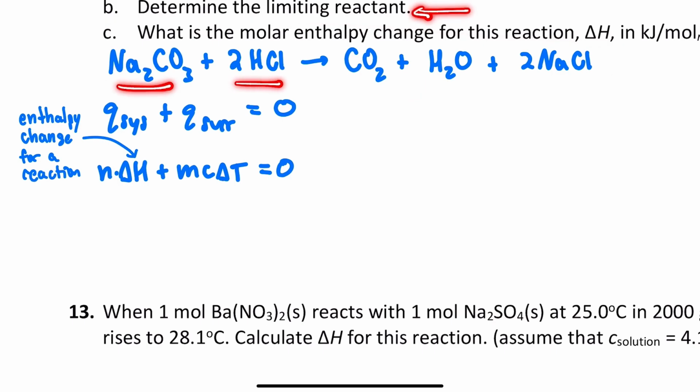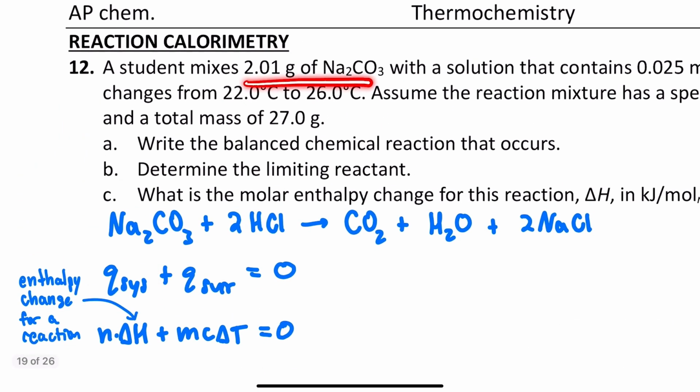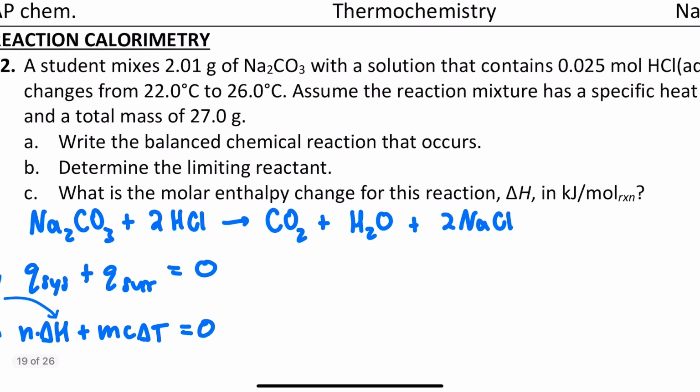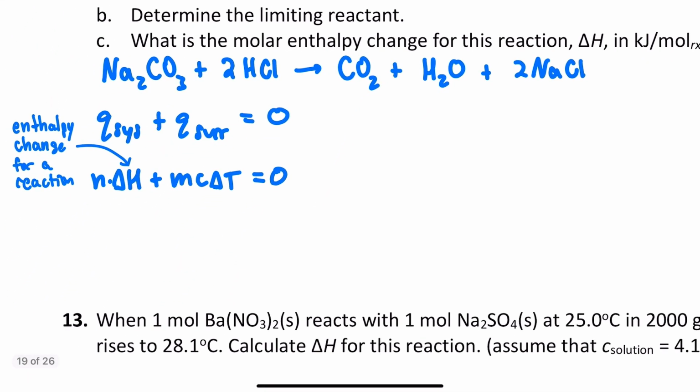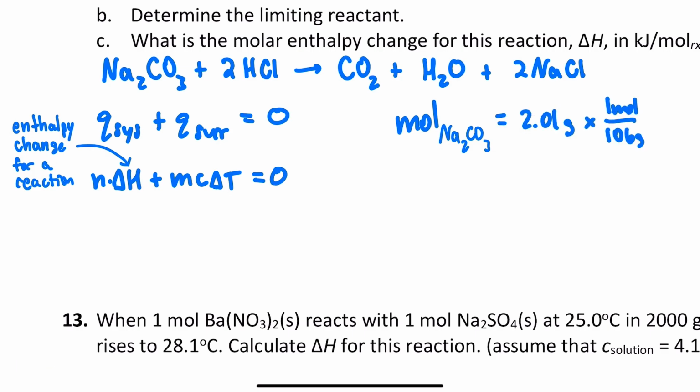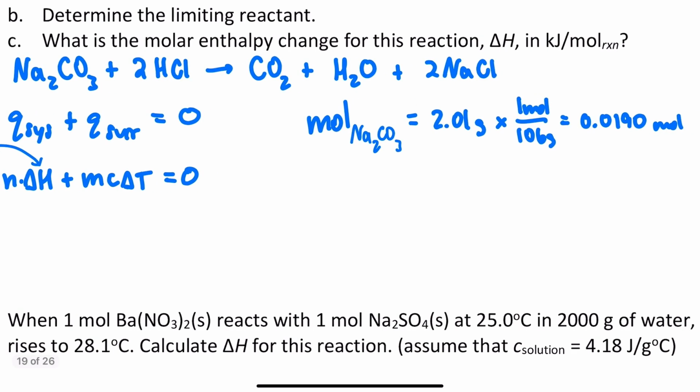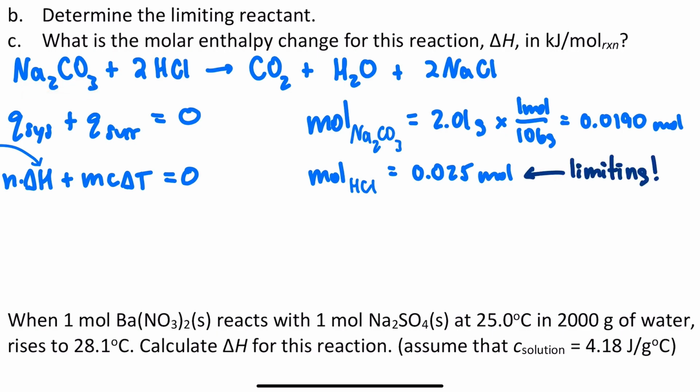So they give us information about both reactants. If you go back up and look at the question, we have a mass of sodium carbonate and then moles of HCl. Let's turn those both into moles and just compare. Our moles of sodium carbonate is the mass, 2.01 grams, divided by the molar mass of Na2CO3, 106, and I get 0.0190 moles. The moles of HCl is actually given, 0.025. Now remember, you have to compare the ratio for each one. Because the coefficient of HCl is 2 and the coefficient of Na2CO3 is 1, you actually determine that HCl is your limiting reactant. Hold on to that.